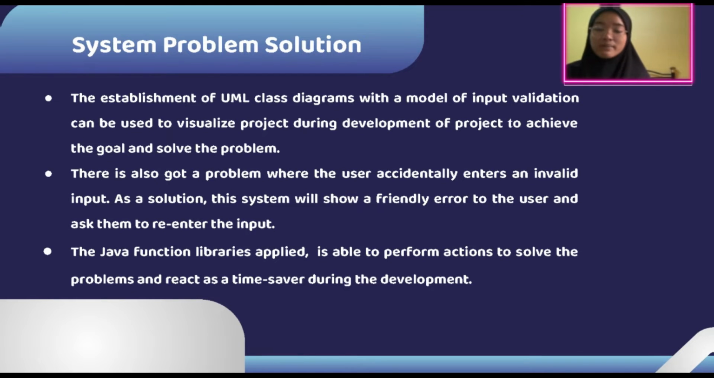Now, I will continue about the system problem solution. The establishment of UML class diagrams with a model of input validation can be used to visualize the project during development, to achieve the goals and to solve the problems. There is also a problem where the user accidentally enters an invalid input. As a solution, this system will show a friendly error to the user and ask them to re-enter the right input value. And then, the Java function libraries applied are able to perform actions to solve the problems and act as a time saver during the development.